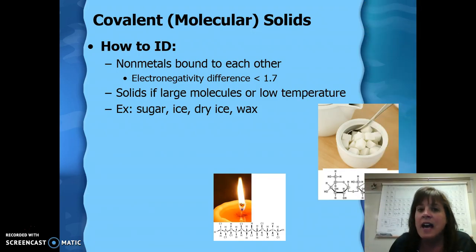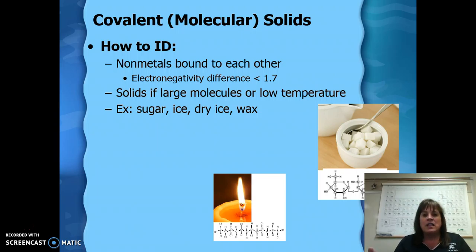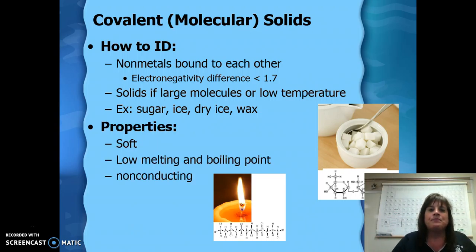Ice water is actually a molecular compound. It's a solid when it's cold. So that's the low temperature part. Dry ice, which is frozen carbon dioxide, wax that you use your candles with. So covalent: 2 nonmetals bound together. And they're solids if they're big molecules or if they're really cold, like water and ice. Properties: they're soft, much softer than any ionic or metallic substance. They have low melting and boiling points, relatively speaking, and they do not conduct electricity.